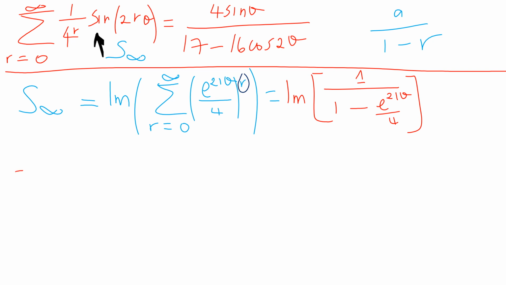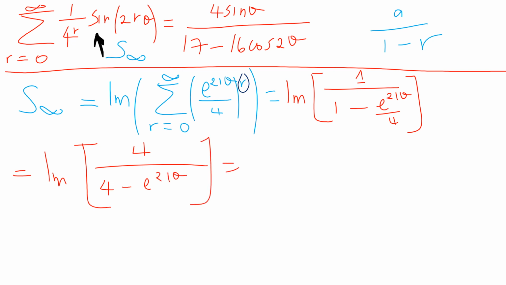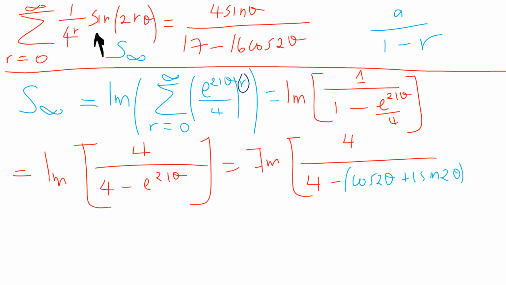So let us simplify. It is equal to the imaginary part. If I multiply top and bottom by 4, I have the 4 in the numerator, and here I have 4 minus e to the 2i theta. Now I have the imaginary part of 4 divided by 4 minus e to the 2i theta, and e to the 2i theta is the cosine of 2 theta plus i times the sine of 2 theta.